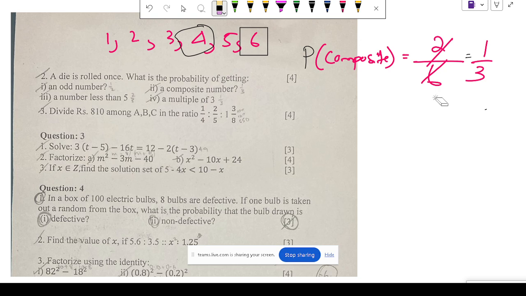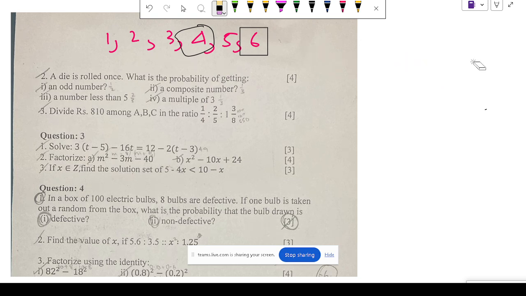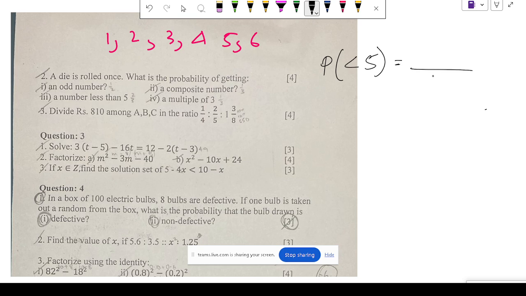They have given a simple question. I think you had this in the textbook, right? Yes, sir. 1 by 3. Next question. Tell me the next one. A number less than 5. So it is 1, 2, 3 and 4, sir. Total how many numbers are there? Total 4 numbers. So the answer is 2 by 3. Very good.